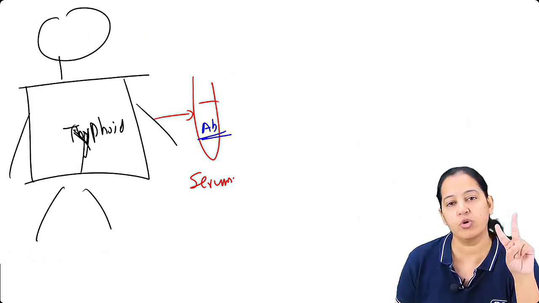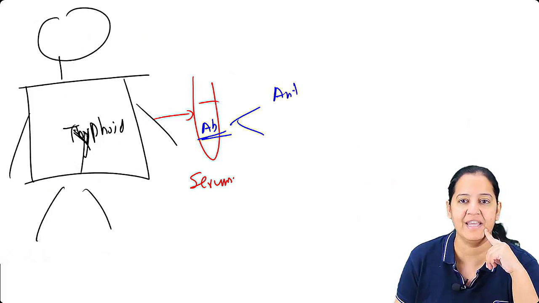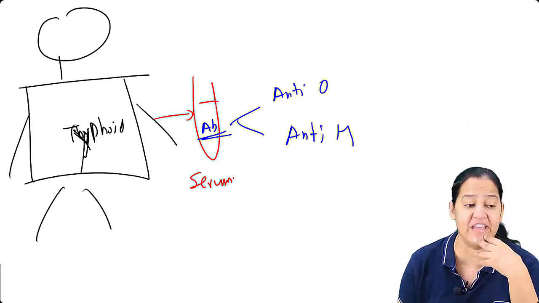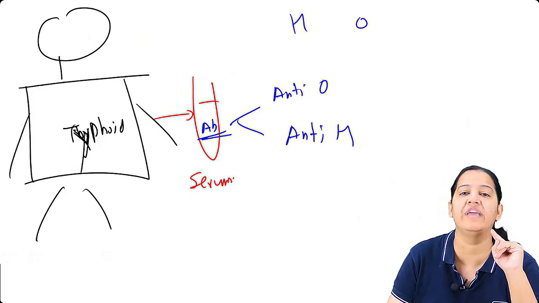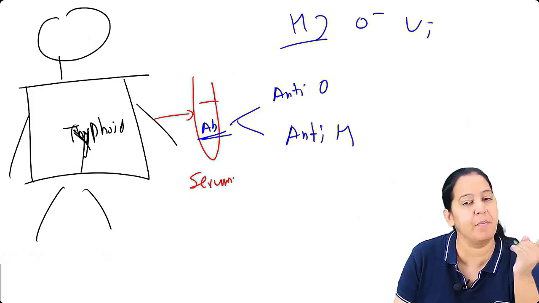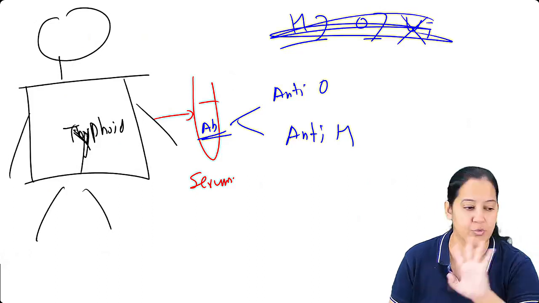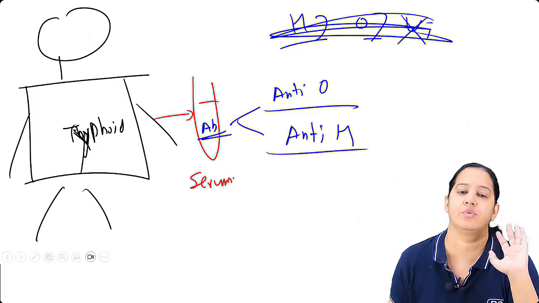Two types of antibody I want to test: anti-O and anti-H. I do not want to test anti-VI because I know the mnemonic HOVI. In HOVI, H is maximum, O is there, but for VI hardly any antibodies are formed. So I don't test VI. I test anti-H and anti-O. Understood?